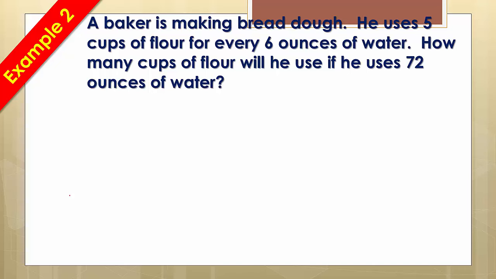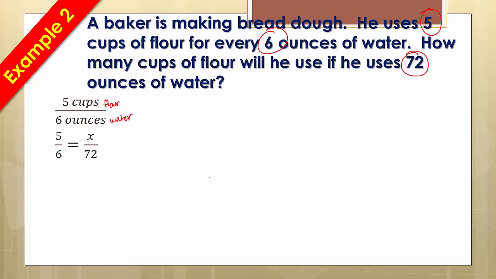Second example. We have a baker that's making bread dough. He uses 5 cups of flour for every 6 ounces of water. So we've got 5 and 6. And how many cups of flour will he use if he uses 72 ounces of water? So here we have our ratio, which they give us. 5 cups of flour, 6 ounces of water. So this is flour, and this is water. Now we're going to set up that proportion.